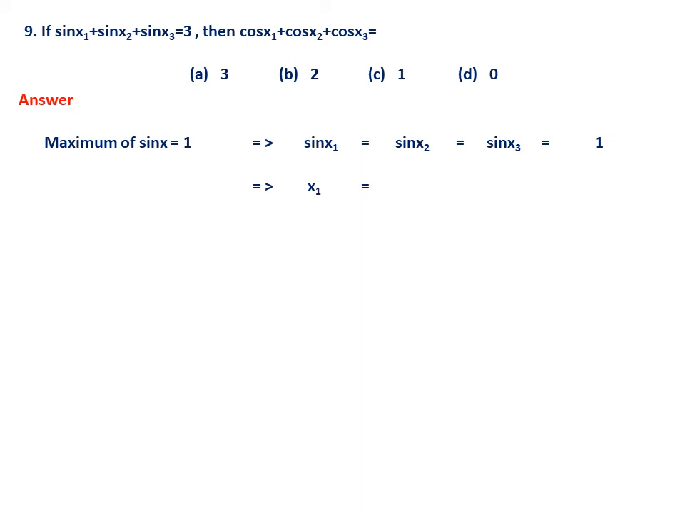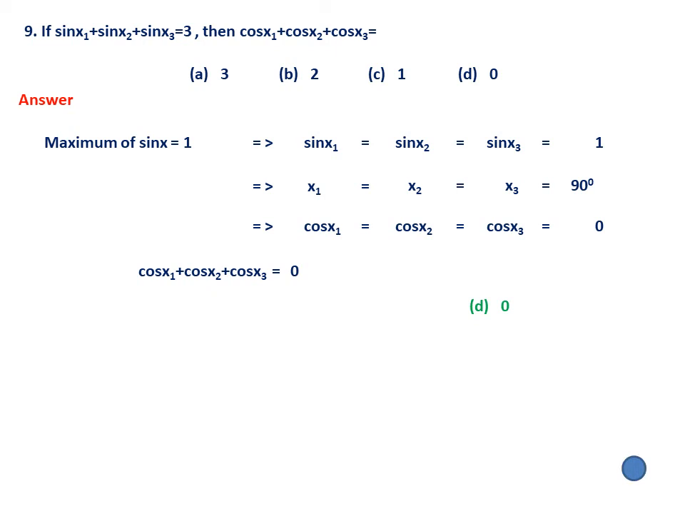So therefore x1 must be equal to x2 must be equal to x3, and that must be equal to 90 degree, because you know sin 90 is 1. Therefore there is no difficulty now. Cos 90 and cos 90 and cos 90, because x1, x2, x3 all are equal. So cos x1, cos x2 and cos x3 will be equal to 0. Therefore cos x1 plus cos x2 plus cos x3 is also 0. So D is the option. This is a simple concept based question, but very important. Then the next, 10th question.